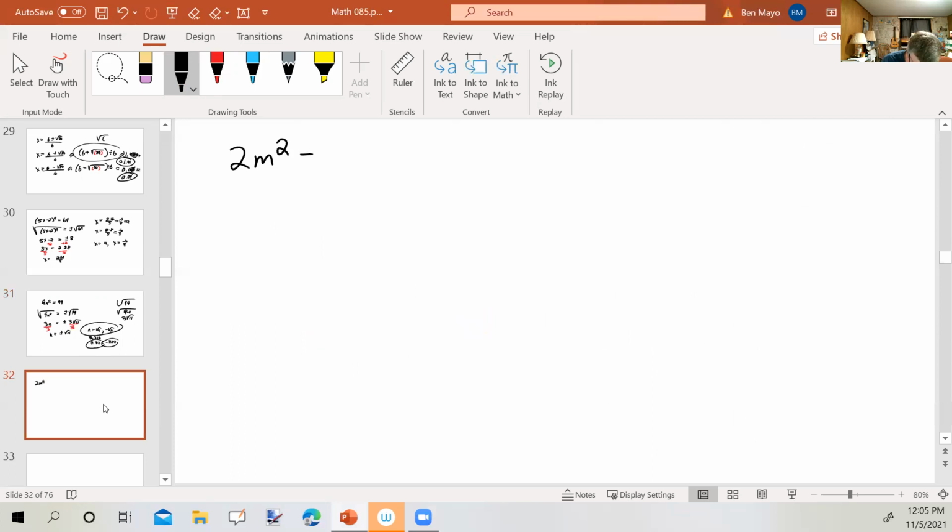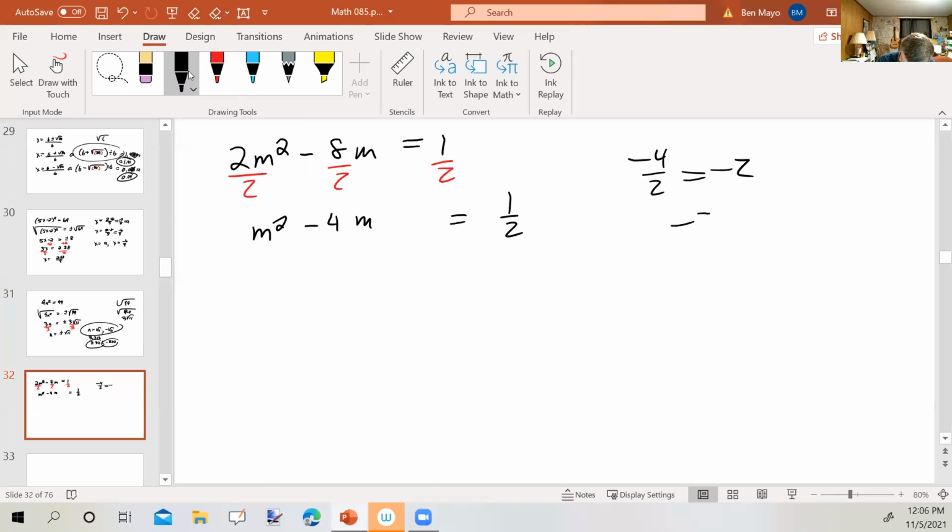2m squared minus 8m equals 1. Our leading coefficient is a 2. So our first move is going to be to divide everybody by 2. So m squared minus 4m equals 1/2. I want to leave a gap there because I don't need to move the constant term over, which would be my next step, because it's already over on the right-hand side. So the coefficient of m divided by 2 squared added to both sides would look like that.